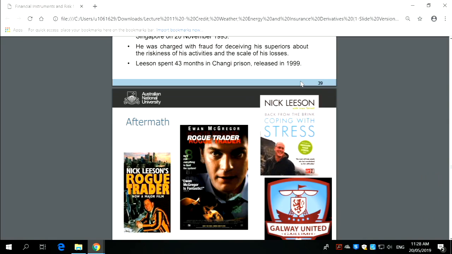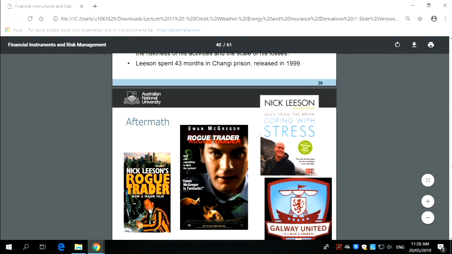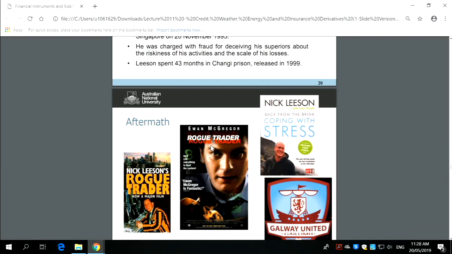After Nick Leeson got out of jail, of course, he wrote a book. The book title is Rogue Trader. That's him. And then obviously we have a movie about him. So this is the movie, Rogue Trader. And then he wrote another book called Coping with Stress. So obviously, surely he knows how to cope with stress.